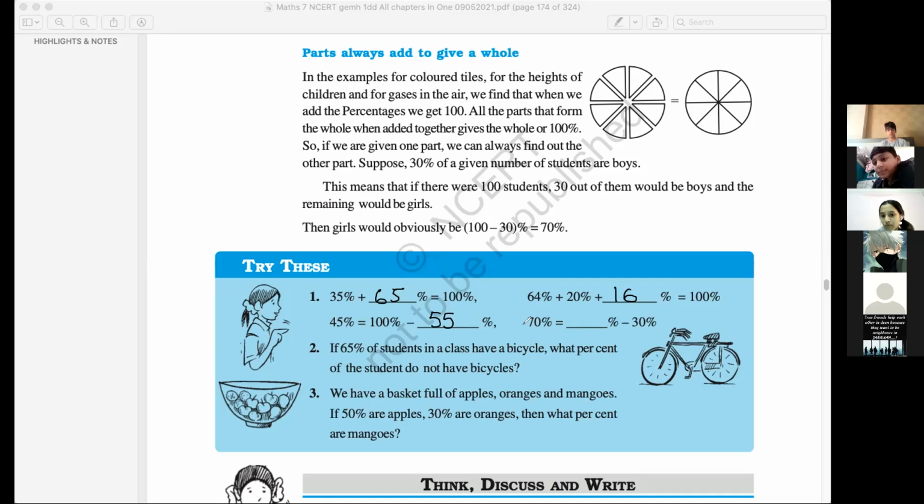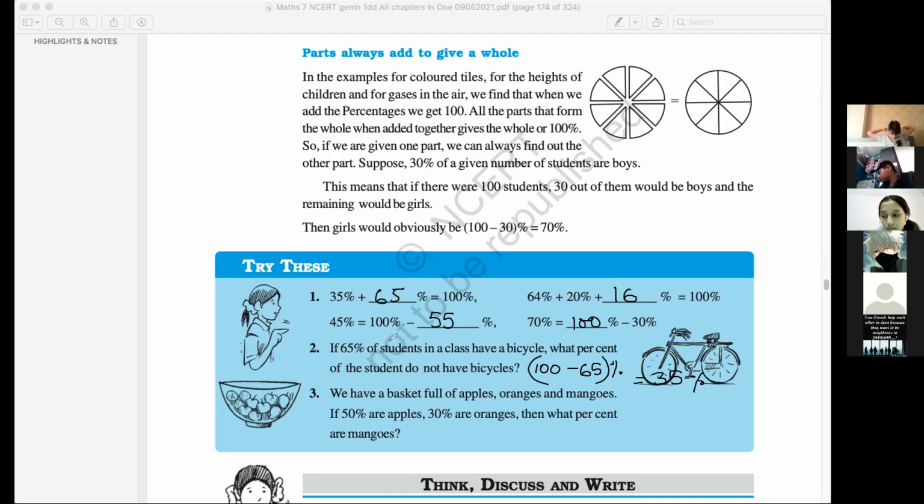Okay, next. 70% is equal to dash minus 100%. 30%. If 65% of students in a class have a bicycle, what percent of students do not have bicycles? Ma'am, 35. Yes, so it is 35%.